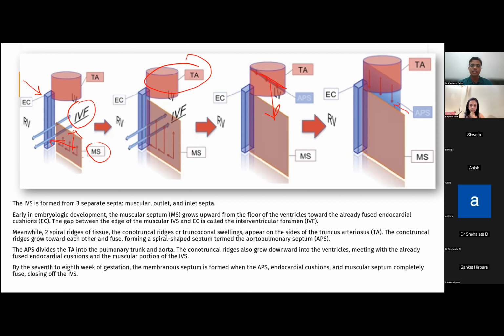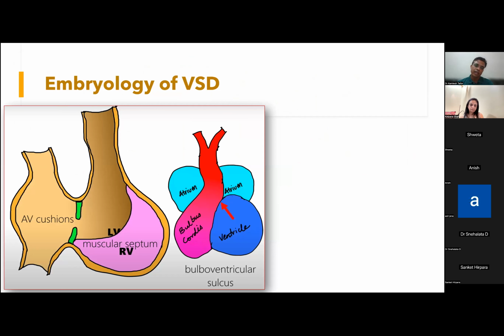So the interventricular foramen is formed by three different structures. One is the muscular septum, the second is the endocardial cushion, and the third is the conotruncal ridge, which develops from the top end. This is how we make it much simpler. The AV cushion starts fusing, and gradually it forms here, and this part, the membranous septum, is formed by the AV cushion.